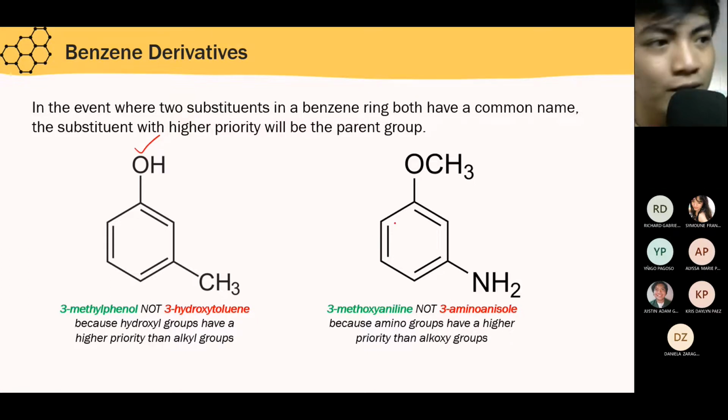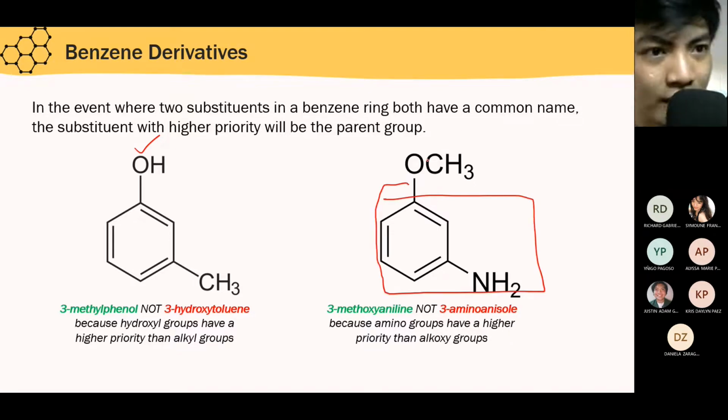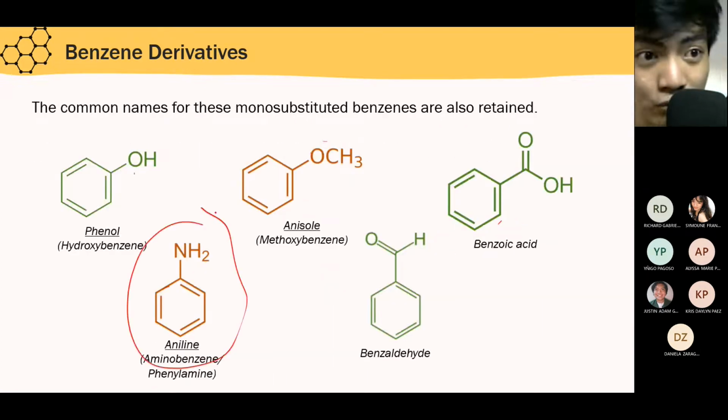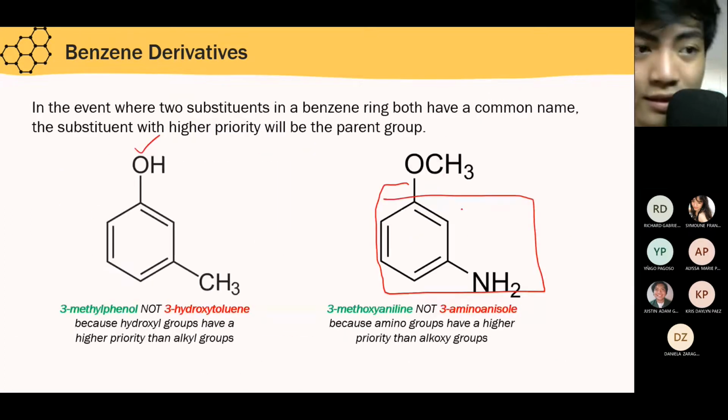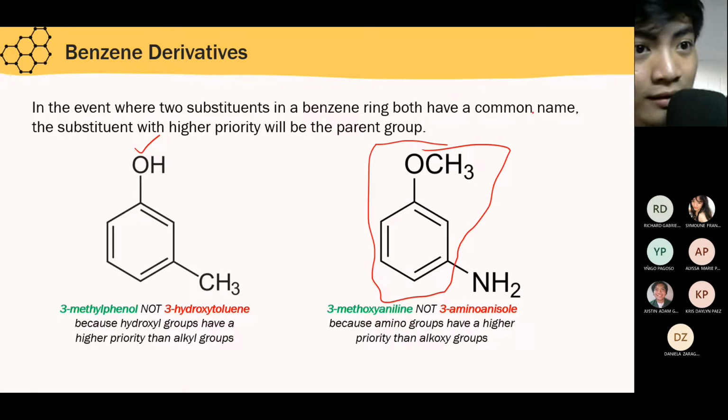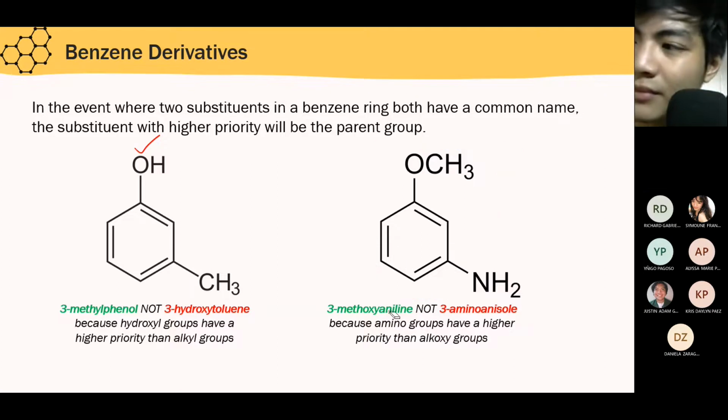How about this one? For these two, we can make two common names. You have the aniline. Aniline, that's this one, aminobenzene, right? So this is aniline. But up here there is also a name, anisole. In this case, the priority is the amine. The amine is the one you will give the higher priority. Nitrogen will be given the higher priority. So that's how it goes.